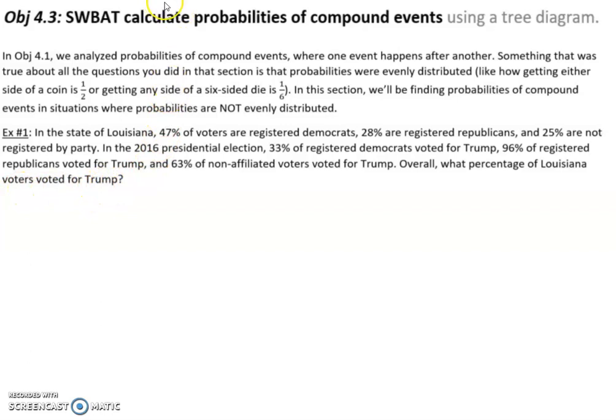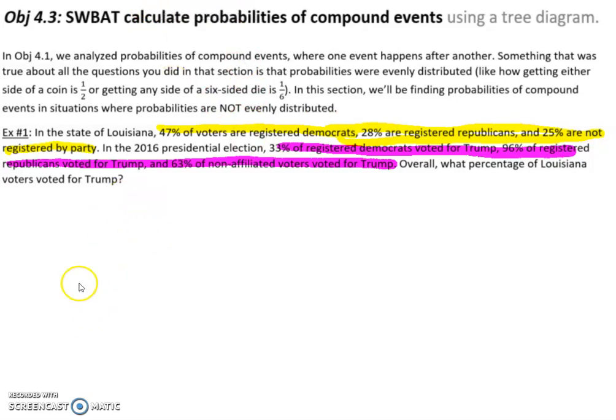So you notice, it's hard to call this events, but there are kind of multiple parts to what's going on here. First, it tells us the percentage of people who are registered in each way. That's the first part. Then it tells us what they did in the election. So this is kind of what I mean by two events. We've got two different things going on here, and the first one happens first. So here's how we do this.